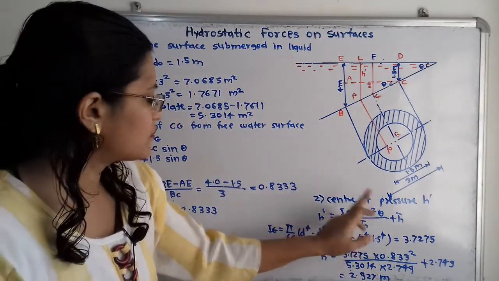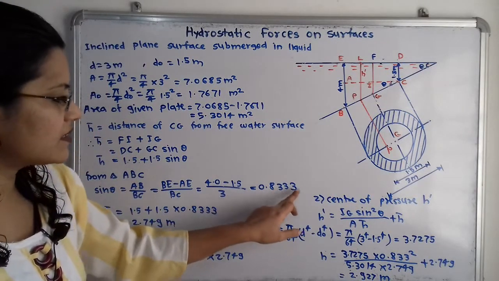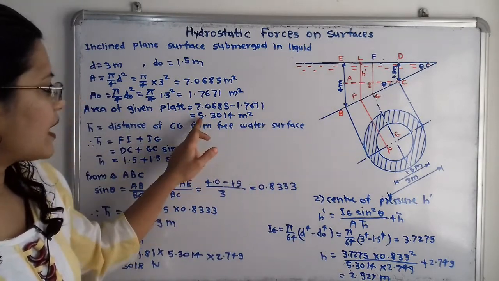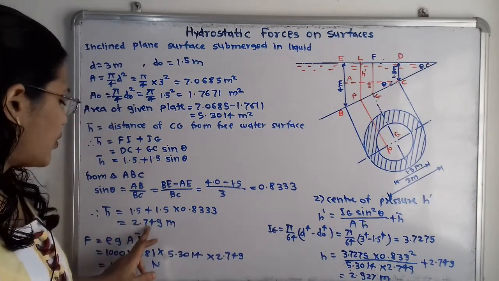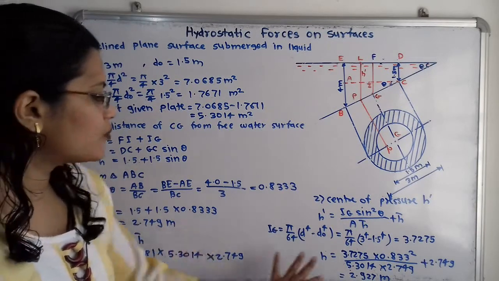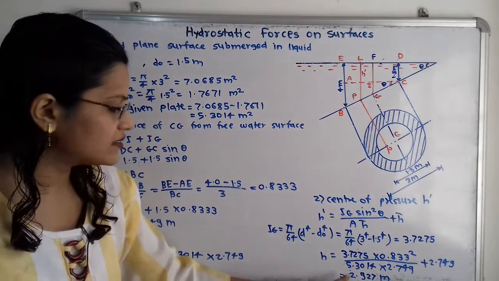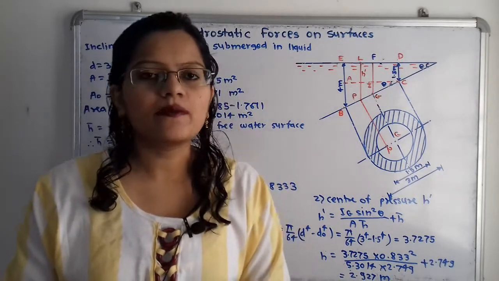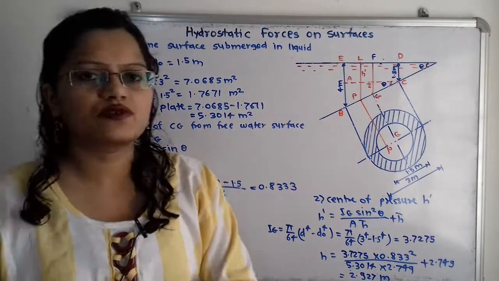Now we know sin square theta. So we have to put here sin theta, that is 0.833 square. Then for A, the area, we use 5.3014. And h bar is 2.749. So when we put all the values that we have already calculated, we will get the answer 2.927 meter. And this is the location of the center of pressure from the free surface of the liquid.